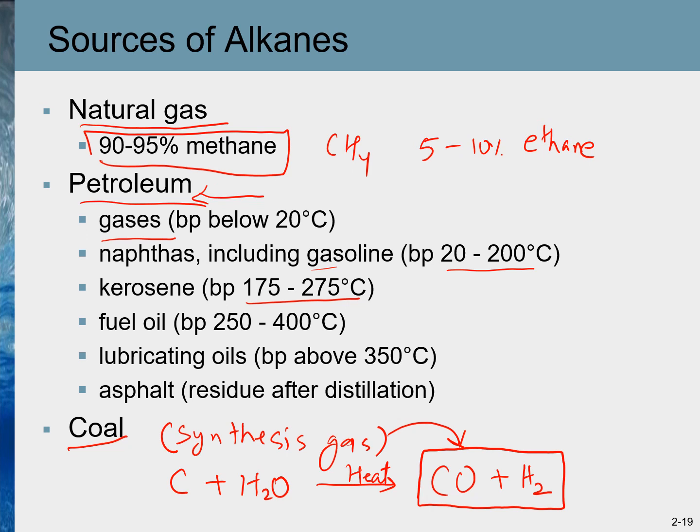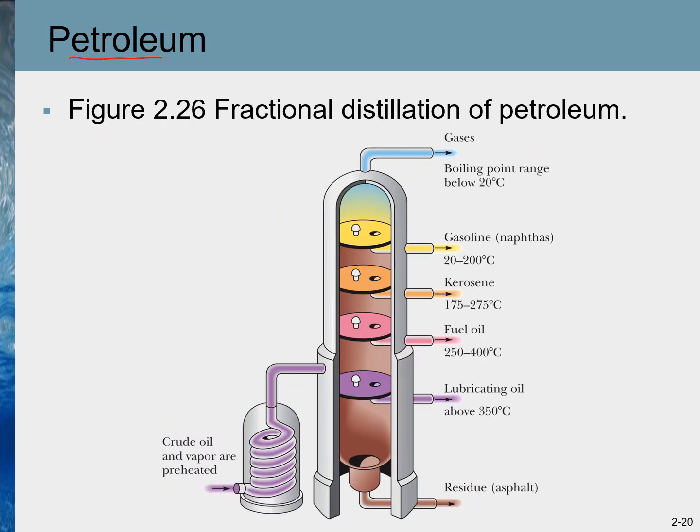Synthesis gas, with the help of some catalyst, can be converted into various kind of hydrocarbons. The first product will be methanol, and from methanol multitude of other organic compounds can be generated. The refining of petroleum is carried out in a process called fractional distillation of petroleum.